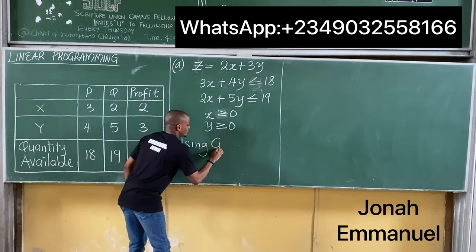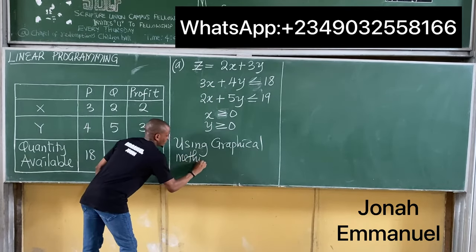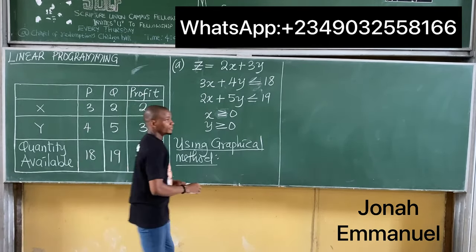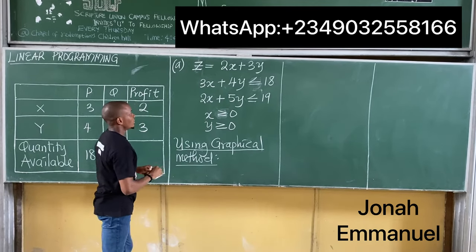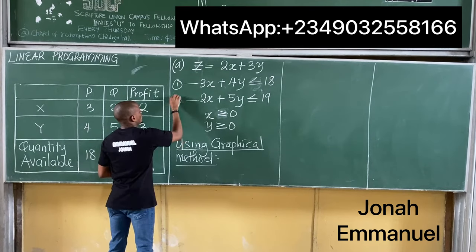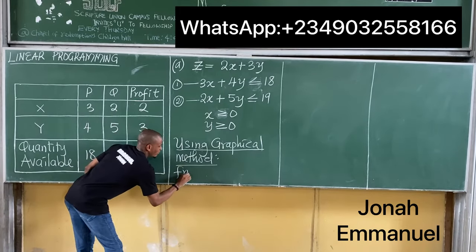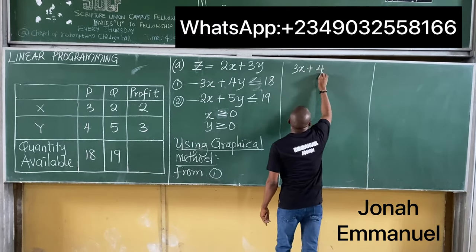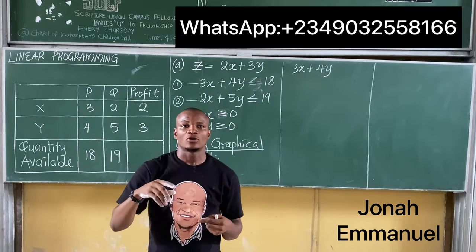For this, we are using the graphical method. Look at this. Call this equation 1. Call this equation 2. In the graphical method, what do I do? Start with the first one here. From equation 1, I have 3x plus 4y. Please, let's move to your steps.